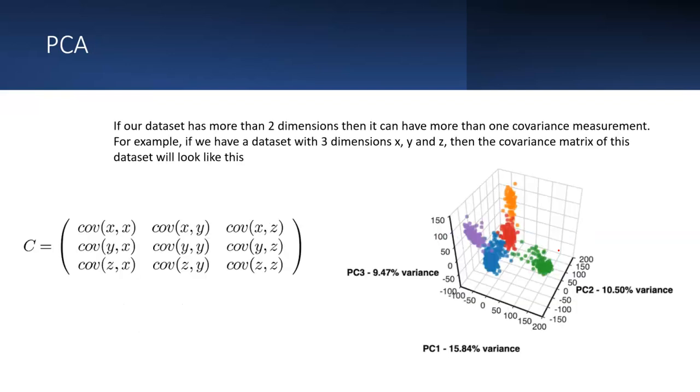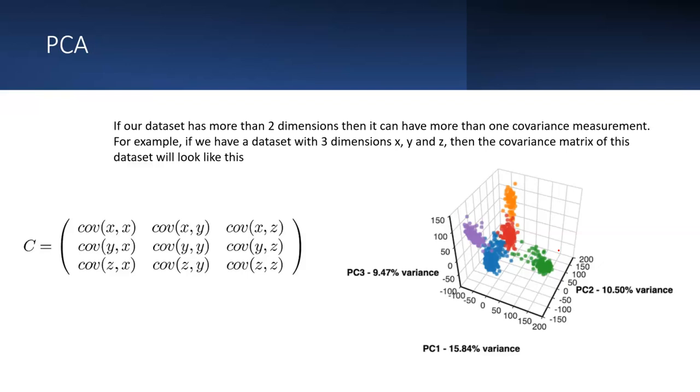In PCA, if our data set has more than two dimensions, then it can have more than one covariance measurement. For example, if we have a data set with three dimensions X, Y, and Z, then the covariance matrix of this data set will look like this. We have covariances xx, xy, xz, yx, yy, yz, and zx, zy, and zz, right? So all our combinations are here.